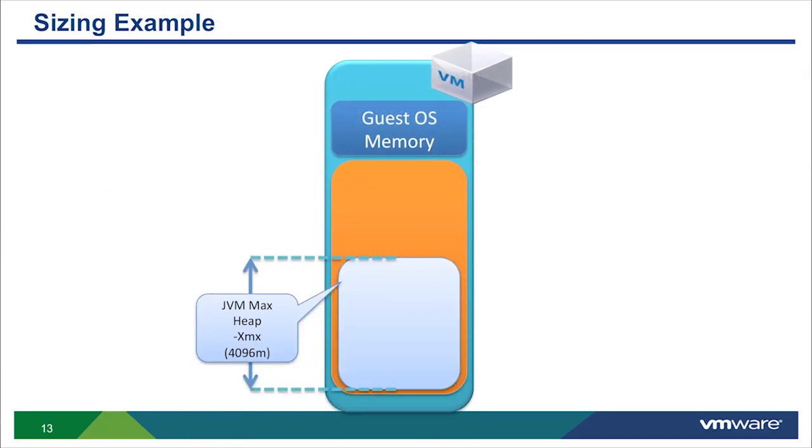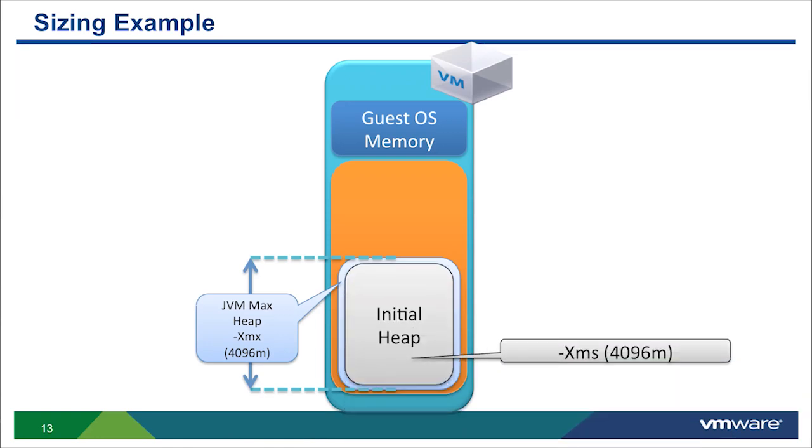So here I have modeled a 4 gig heap, and I'm going to set the initial heap equal to the max heap. I always recommend you do that. There are instances where you don't, if you're trying to save on memory, but it's more pain than it's worth, and ideally you want to set them equal to each other.